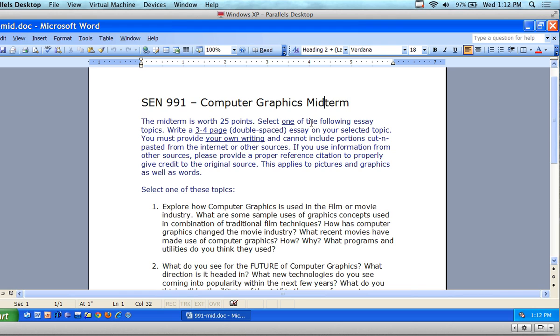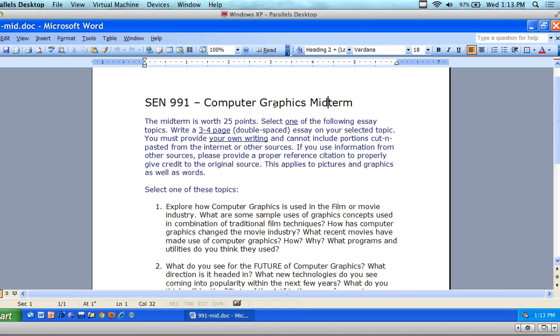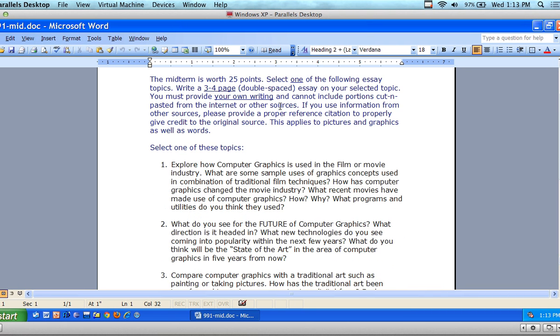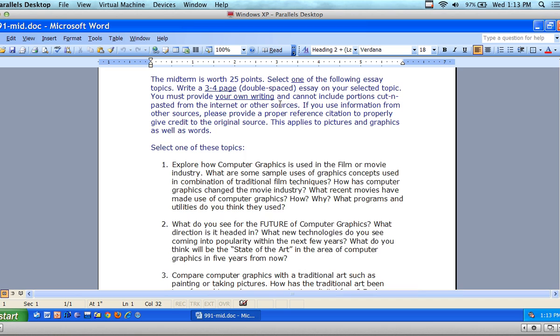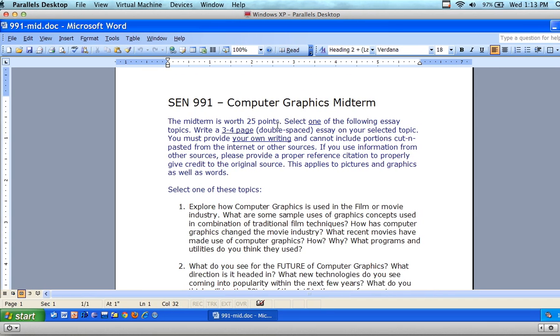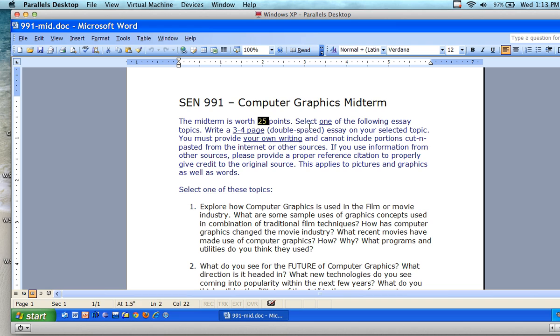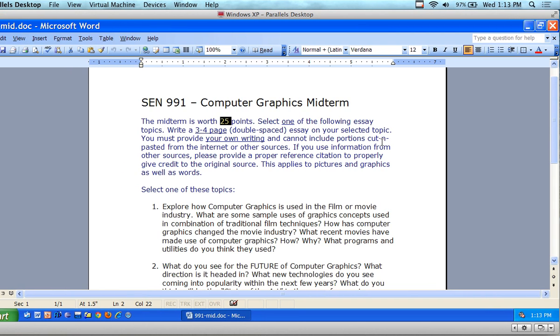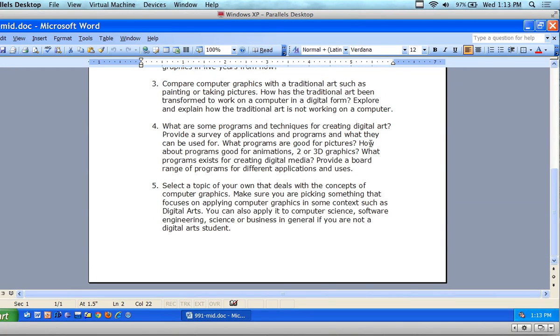The CSLO essay is really testing your ability to comprehend some of the concepts in terms of lighting and color and the things about computer graphics. You're still writing an essay, though. In the midterm, however, it's mostly your opinion and your personalized research and what you think. So here's an example. It is worth 25 points total. You select one of the essay topics, and I put 5 topics out here.